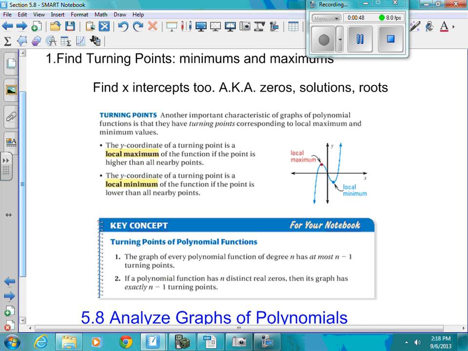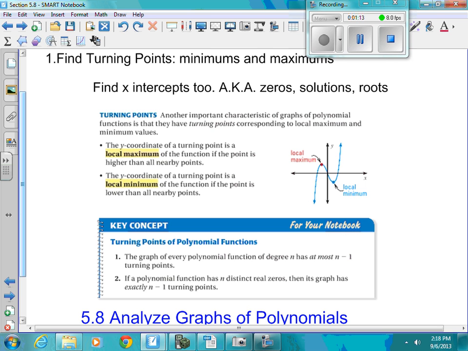X-intercepts, aka zeros, solutions, and roots. Turning points of a graph. Before we get to that, what are turning points? Turning points are local maximums and local minimums. And that's going to also tie in with our zeros as well. We're going to use the graphing calculator. Turning points are where the graph obviously turns.